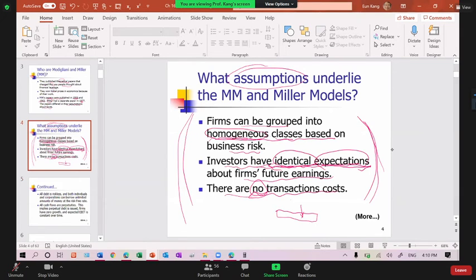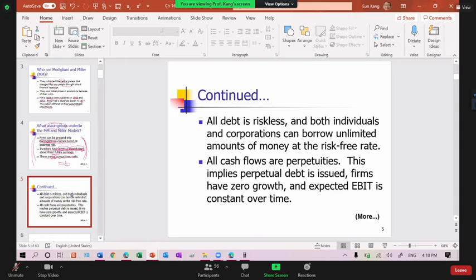And they also said all debt is riskless. Again, that is not real life. How come that is riskless, right? If the company issued it, then it's risky. And look at this: both individuals and corporations can borrow unlimited amounts of money at the risk-free rate. Wrong, that's definitely wrong, right? But they use those strong assumptions to get a clean-cut result.